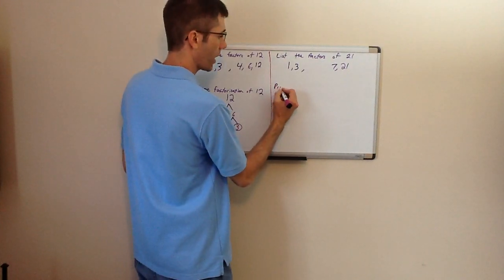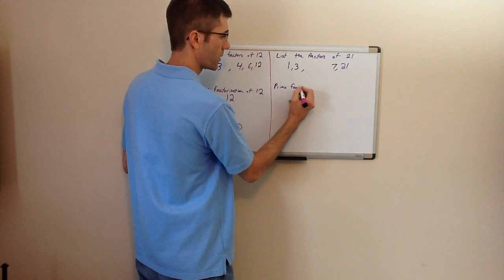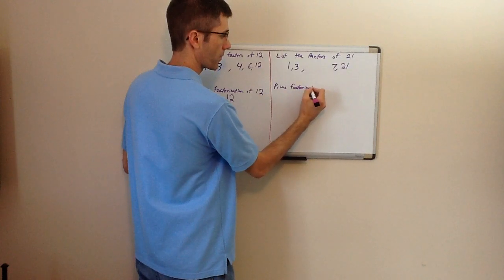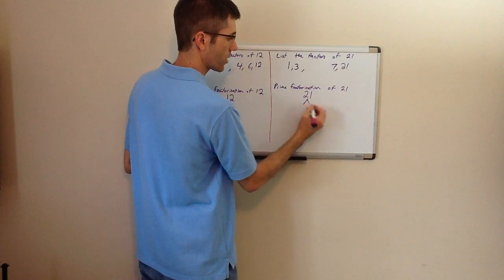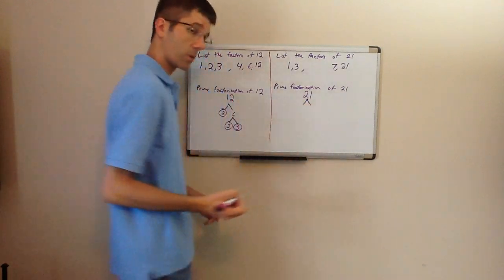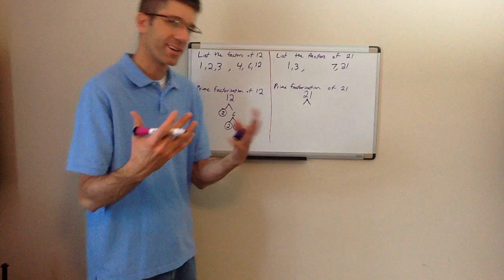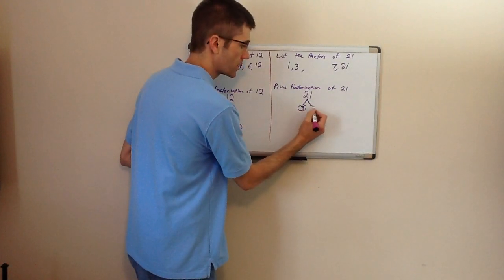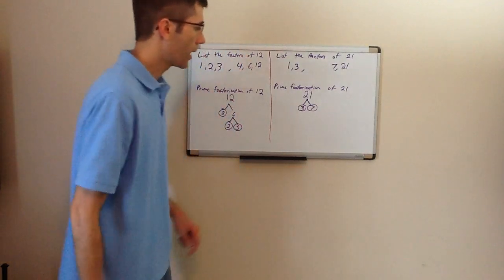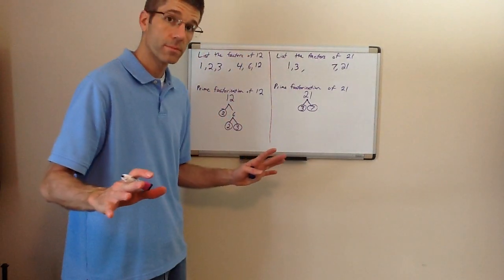Okay, so let's write the prime factorization of 21. This one's going to be fairly straightforward and short. Two numbers multiply to give me 21. 1 and 21 doesn't help. It will get me nowhere. So let's do 3 times 7, and they're both prime, so we'll stop.